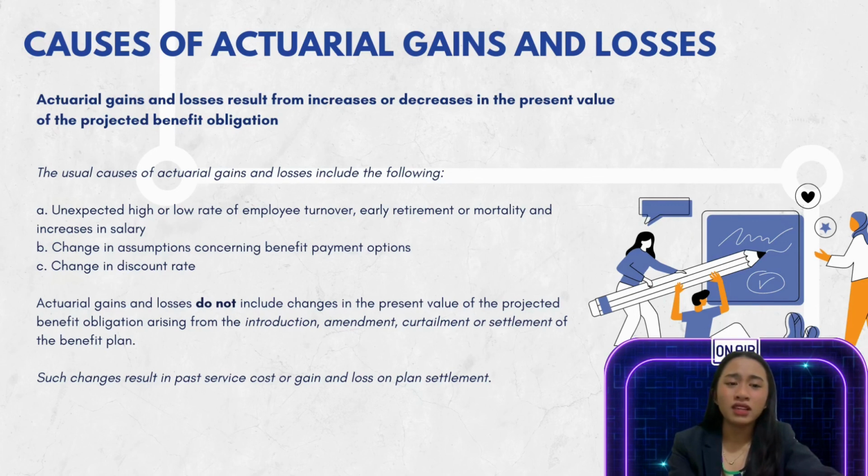And yon, hindi naman sinasama sa actuarial gains and losses ang changes sa present value ng projected benefit obligation na nagmumula sa introduction, amendment, curtailment, or settlement ng isang benefit plan. Moreover, such changes result in past service costs or gain and loss on plan settlement.